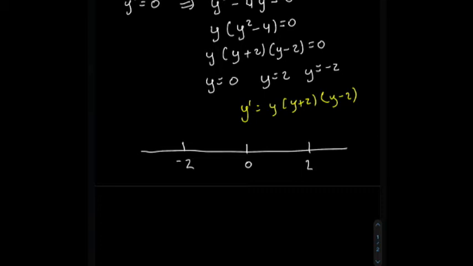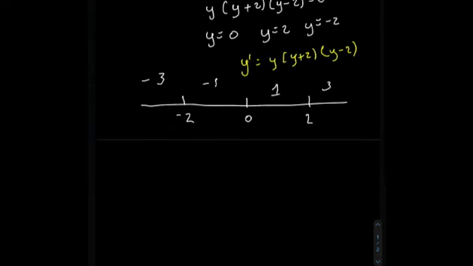As I mentioned, our line is divided into 4 pieces now. So we're going to take a value from each interval. In the first interval, we're going to take a value that is less than -2, so we're going to take -3. Try to pick the easiest one. I'm assuming that -3 will be the easiest. In the next interval, we can take -1, that's between -2 and 0. In the next interval, we're going to take 1, and in the last interval, we're going to take 3.